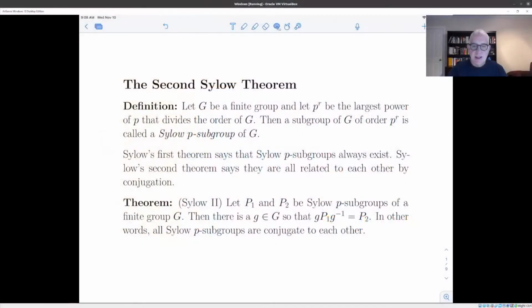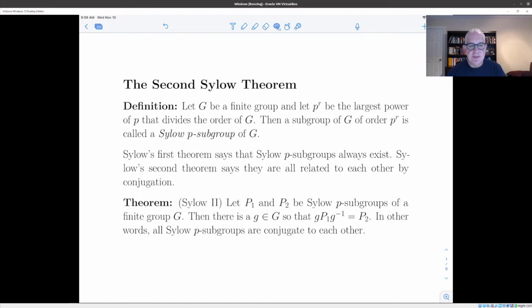Hi, everybody. Now we're going to give the proof of the second of Sylow's three theorems. And this is a fairly deep result, so let's take it slow and see how it goes. So the second Sylow theorem says the following.